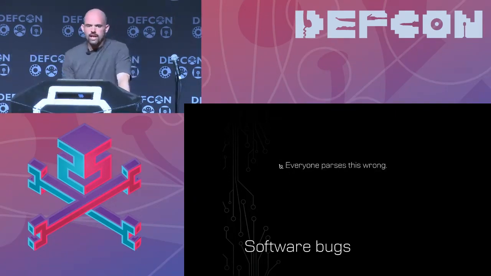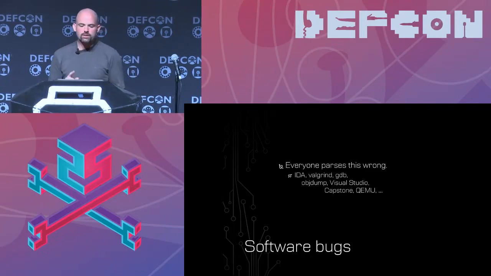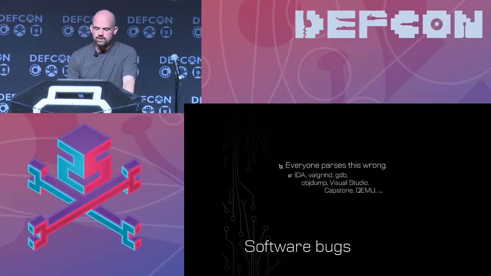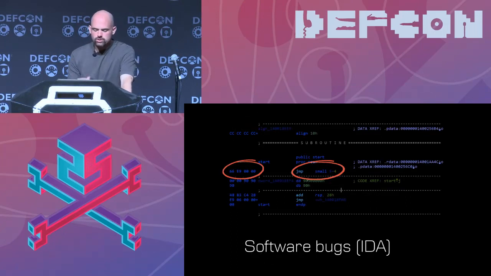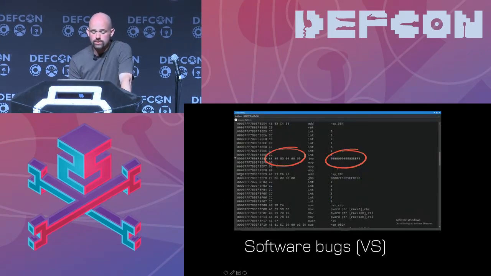Well, it turns out because of that, everyone is parsing these instructions wrong. I tried this in IDA, Valgrind, GDB, Objdump, Visual Studio, Capstone, QEMU. Every single tool I tried is parsing these instructions incorrectly. And here's sort of how we can use that to our advantage as an attacker. Here, we're seeing how IDA parses this instruction. You'll see that IDA thinks this is a 4-byte instruction. It saw the 66 override, thought that changed the next operand to 16 bits instead of 32 bits. So IDA is getting the wrong length for this instruction. Here's Visual Studio's view of the instruction.